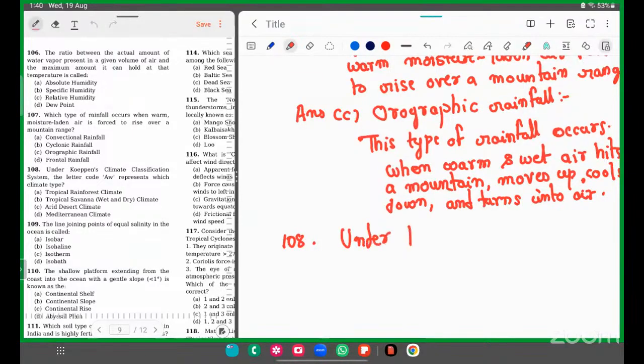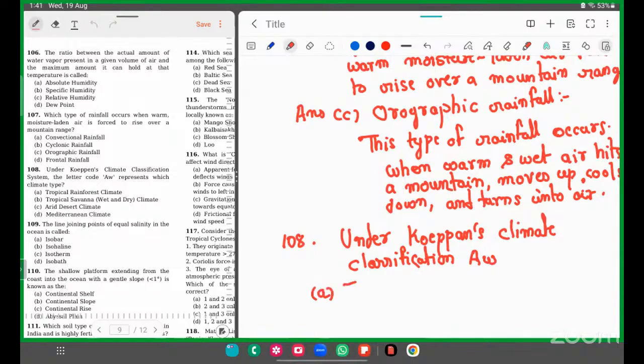Under Köppen climate classification, AW means tropical savanna, wet and dry climate.